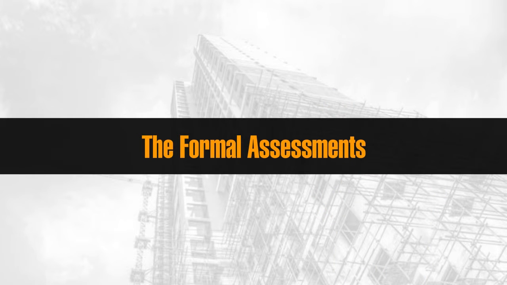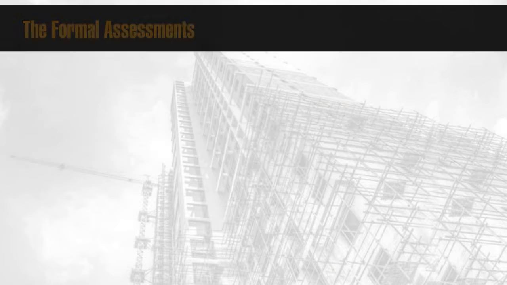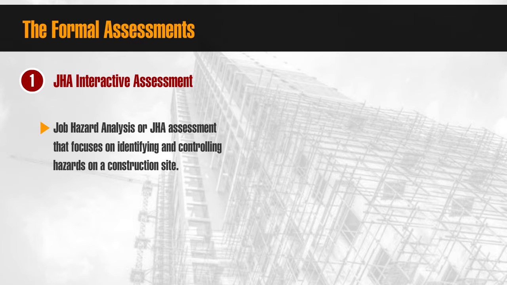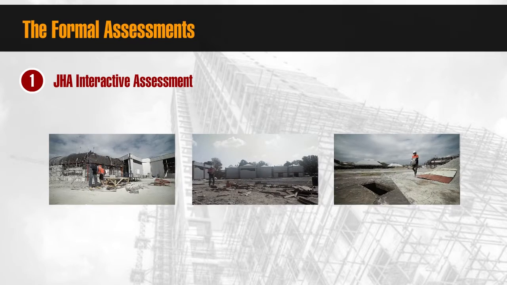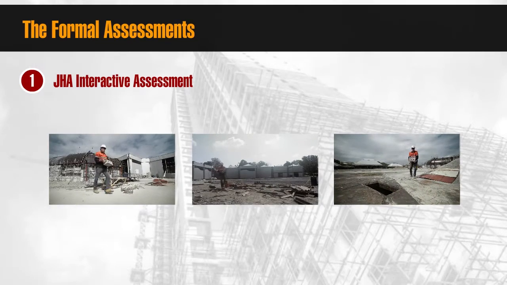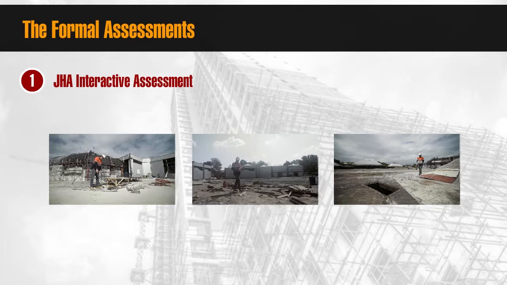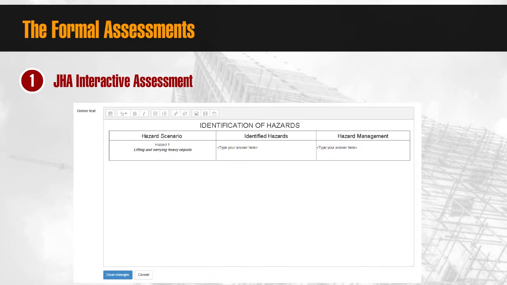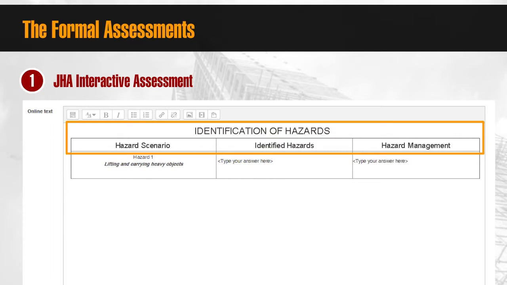The formal assessments will consist of two activities. The first is the Interactive Job Hazard Analysis, or JHA assessment, that focuses on identifying and controlling hazards on a construction site. For the JHA assessment, we will show you a series of short videos that simulate work activities on a construction site. Watch carefully and identify the hazards, as well as suggesting preventative actions or controls that may be applied.